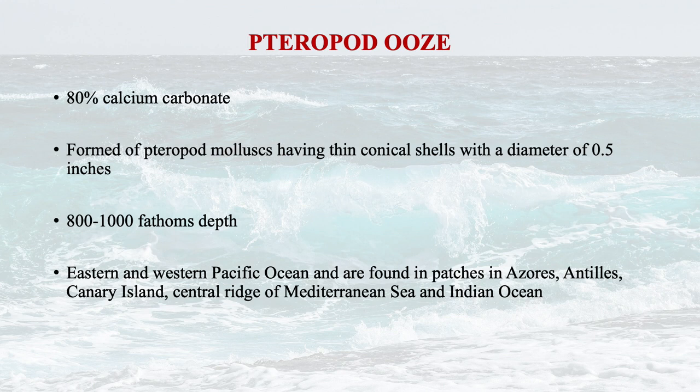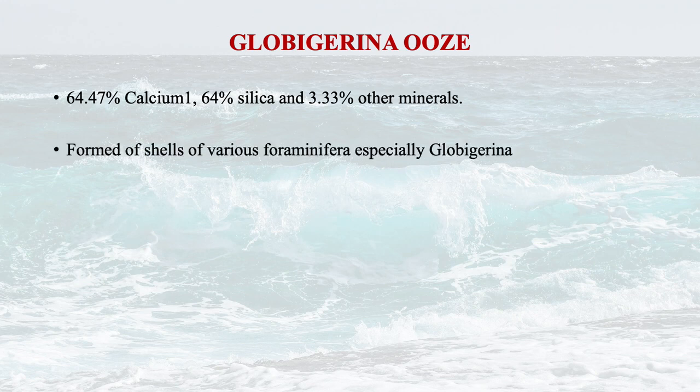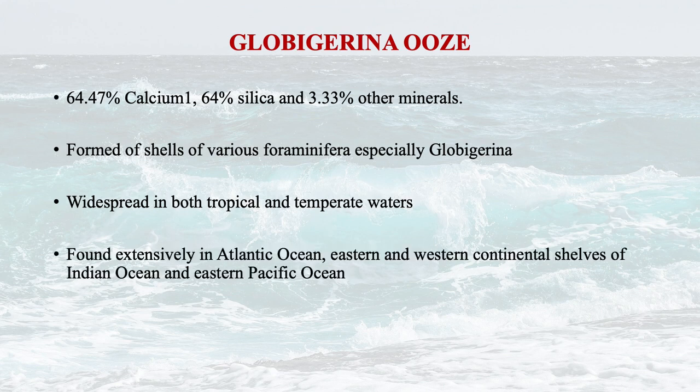Globigerina ooze has about 64.47% of calcium and 64% silica and about 3.33% other minerals, and they are formed in shells of various foraminifera, especially Globigerina. They are widespread in both tropical and temperate waters and found extensively in Atlantic Ocean, in eastern and western continental shelves of Indian Ocean and eastern Pacific Ocean.